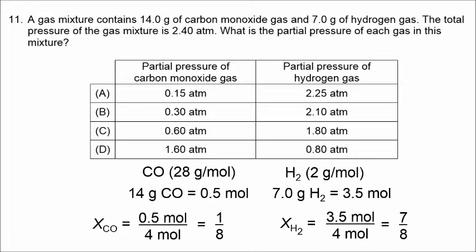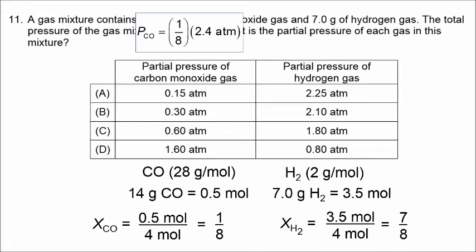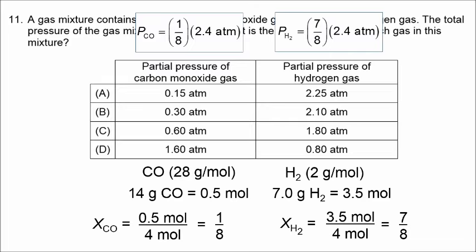If we multiply these mole fractions by the total pressure, 2.4 atmospheres, then we end up with a partial pressure of 0.3 atmospheres for the carbon monoxide, and then 7 times as much for the pressure of hydrogen. So that 1 to 7 ratio in terms of moles would be consistent with 0.3 and 2.1. There are 7 times as many moles of hydrogen, so the pressure of hydrogen should be exactly 7 times as much as the pressure of carbon monoxide.